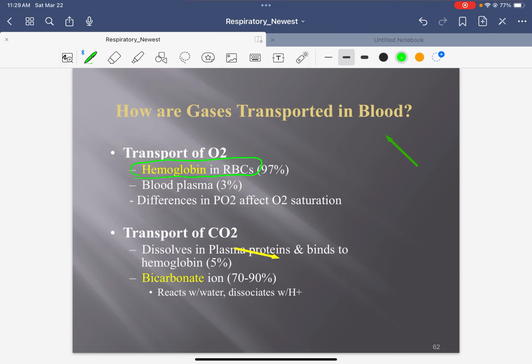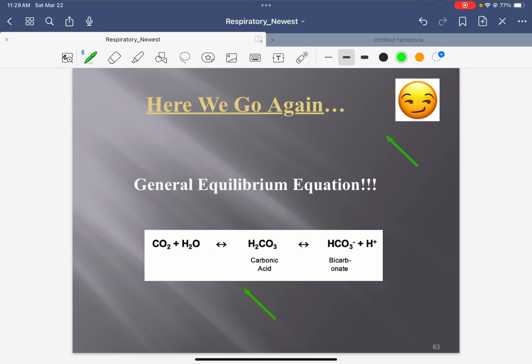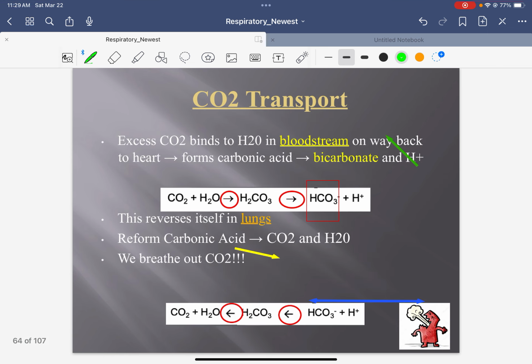Carbon dioxide is transported through bicarbonate. Most of CO2 is transported through bicarbonate. That is a review. We already saw this. I'm just saying it again. You don't need to know all the details. Do you remember, though? Let's talk about CO2. We have CO2 building up in the tissues. But remember, CO2 cannot be transported by itself in the bloodstream.